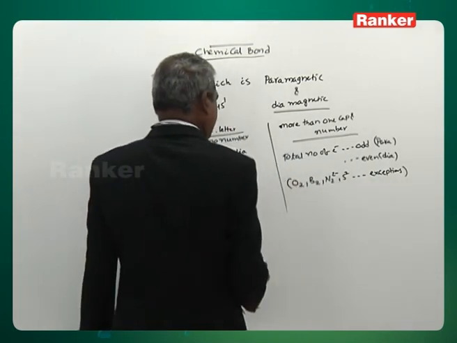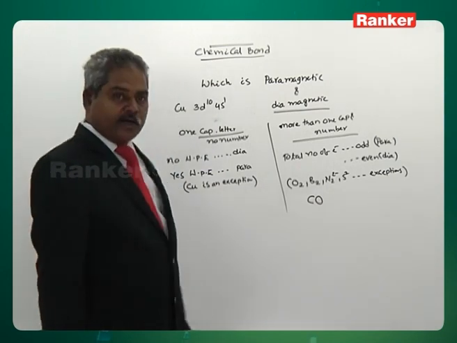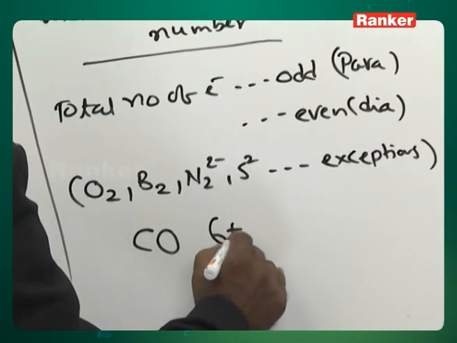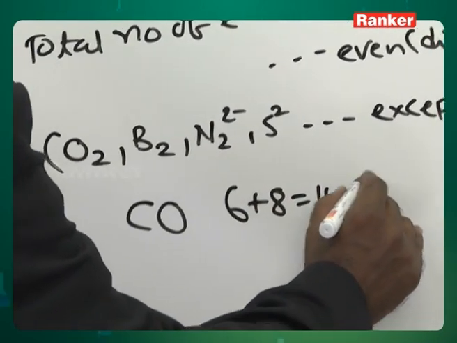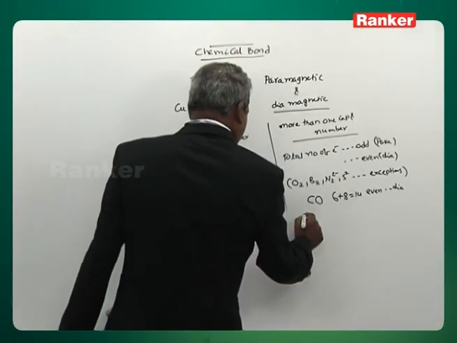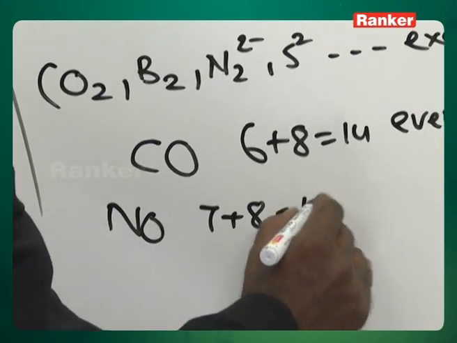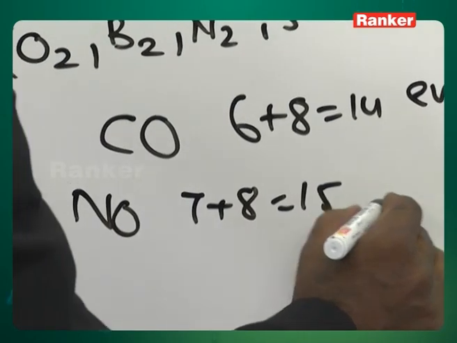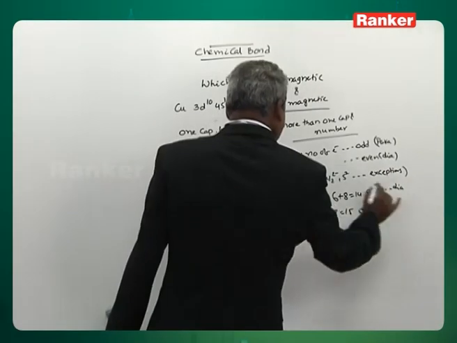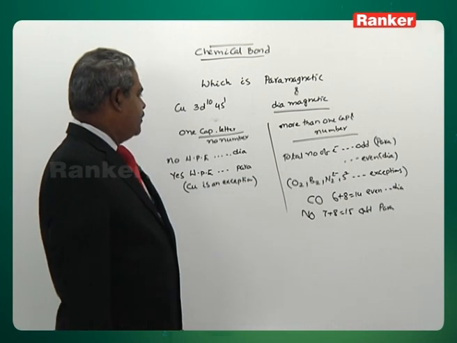Let us see what I mean by that. CO, carbon monoxide. Is it paramagnetic or diamagnetic? You just count the total number of electrons. Carbon atomic number 6 plus oxygen 8, 14. Even, therefore dia. NO, 7 plus 8, 15. It is odd number, therefore it is paramagnetic. Like that, CO, NO, you can find it for anybody, O2 plus.